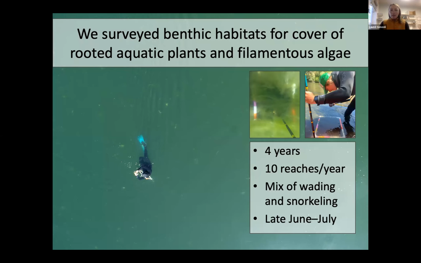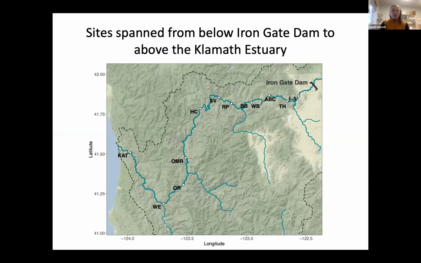So we have 10 reaches that we survey each year, and we use a mix of both wading in the more shallow habitat and snorkeling where it gets deep. We conduct these surveys once every summer in late July and June as base flow, as the river is approaching base flow levels. So our sites span from below Yreka Dam to above the Klamath River Estuary, with sites placed a little bit more densely between the I-5 bridge and Happy Camp area, and then more spaced out further downriver.